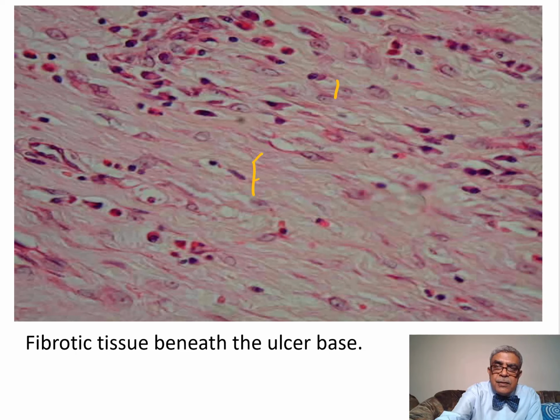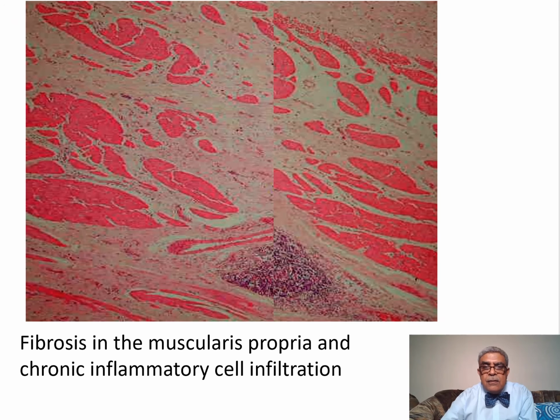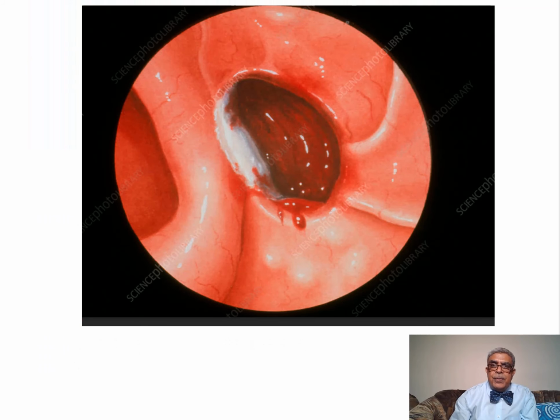So remember the word digs. I repeat, that is necrotic debris, inflammatory cellular infiltrate, granulation tissue, and S stands for scar formation or fibrosis. Fibrosis in the muscularis propria, and this is the chronic inflammation marked with C. Now this is the endoscopic view of the bleeding ulcer.